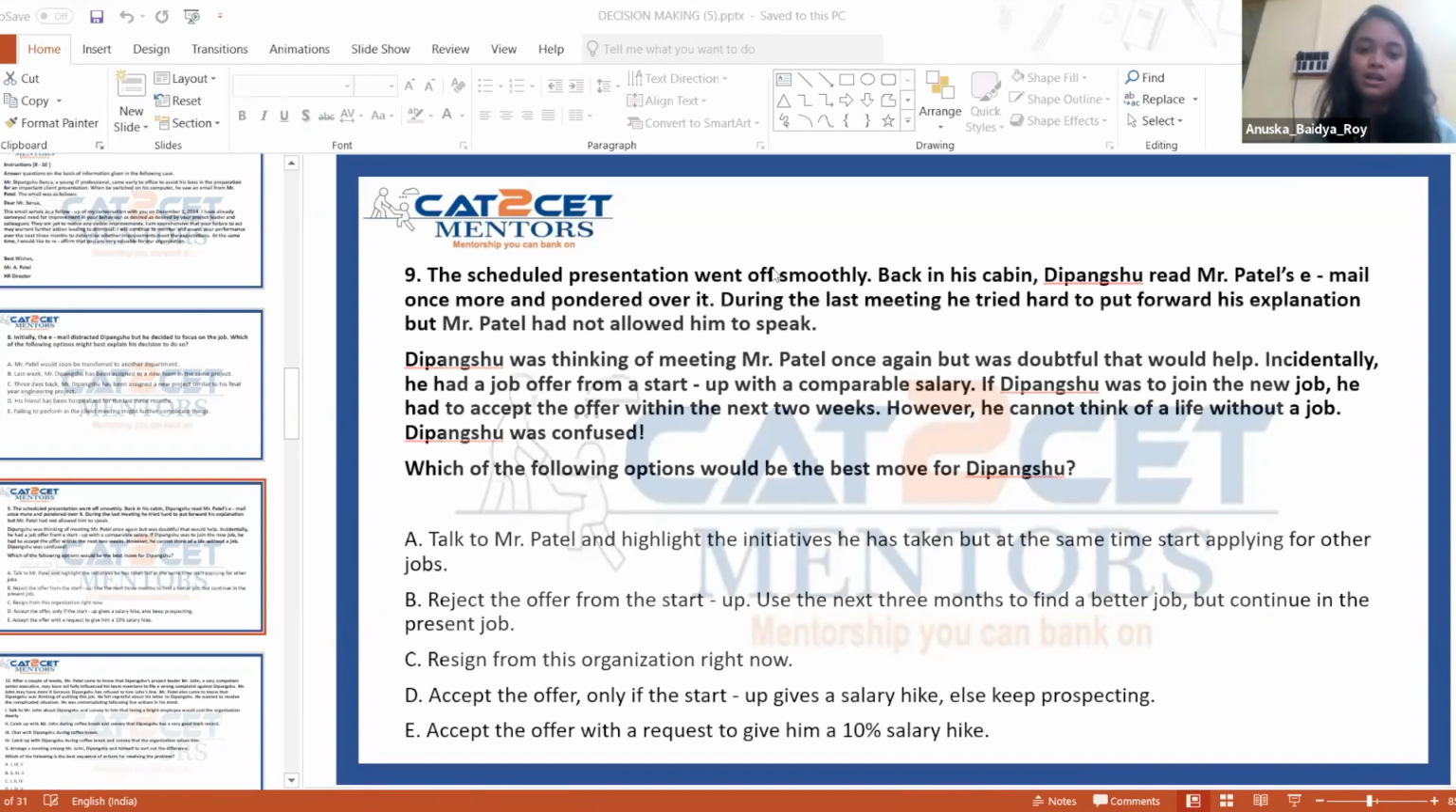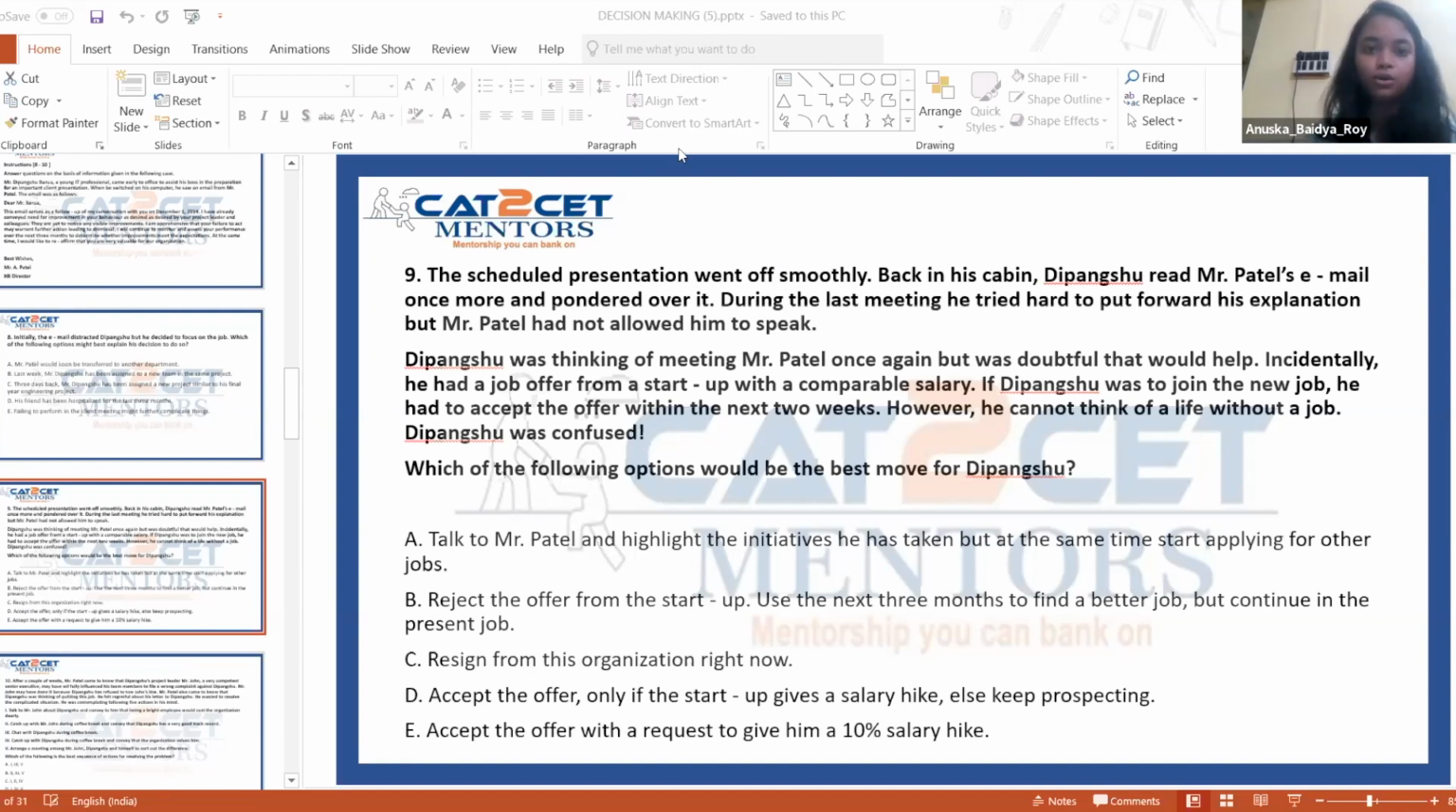Compared to E, which says I accept the offer, I request a 10% hike, which might be granted. Okay, might be, might not be, but maybe I can request a 10% hike. And the option of prospecting is not mentioned here, but even if I join a new job, if I don't like it, I can leave it, right? Nobody is stopping me. But in option D, I stay in an organization that is undervaluing me. And in option E, I go to a new organization that might value me, that I don't know, that might value me, give me a comparable salary, maybe give me a 10% hike. And even if I don't like it, I can keep on prospecting.